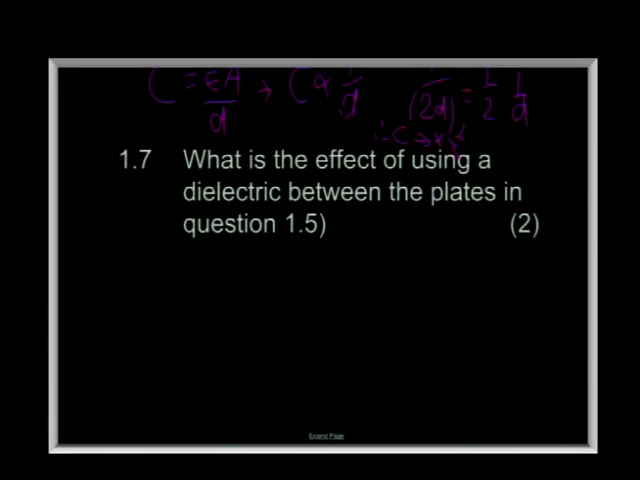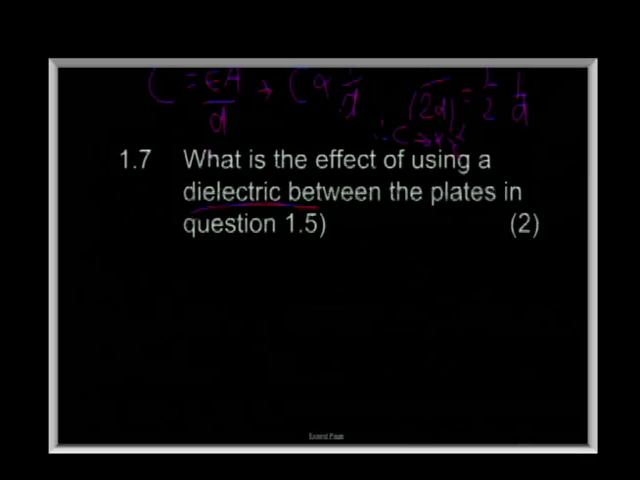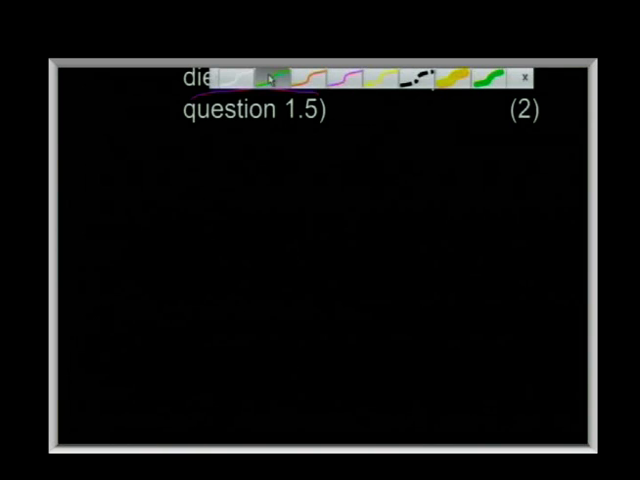What is the effect of using a dielectric between the plates? Now, here's the interesting thing. What's this dielectric we've been talking about? It's the stuff that goes between the plates. It's usually an insulator. And I want to draw a sketch so that you can see exactly what's happening when we do insert a dielectric. We're going to do a question on this a little later, but I want to show you the effect here.